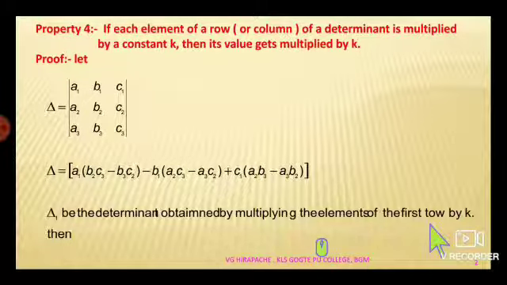Then delta 1 is equal to the determinant with the first row multiplied by the constant k. Therefore k into a1, k into b1, k into c1. Second row elements are a2, b2, c2. Third row elements are a3, b3, c3. Now let me expand this delta 1 along the first row.